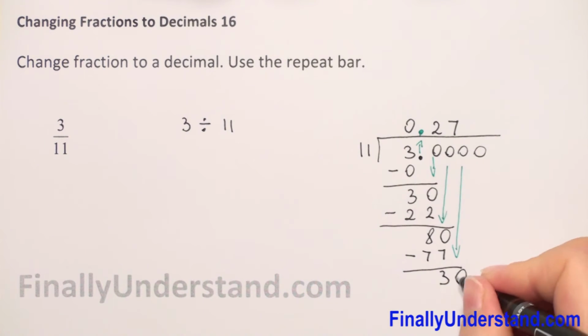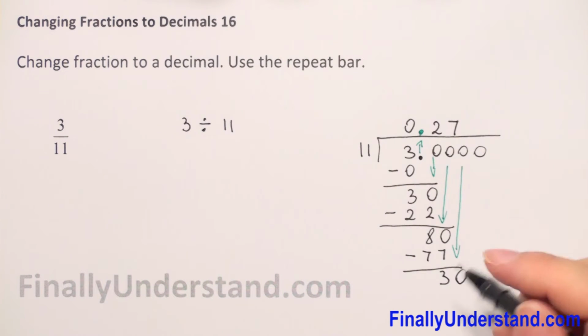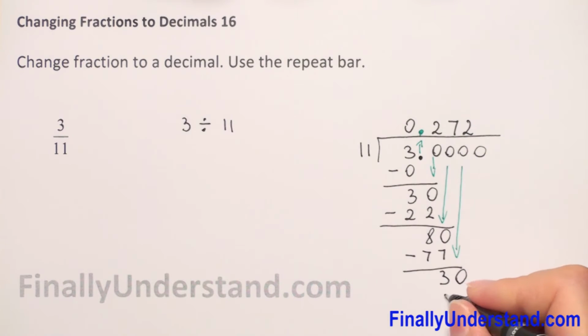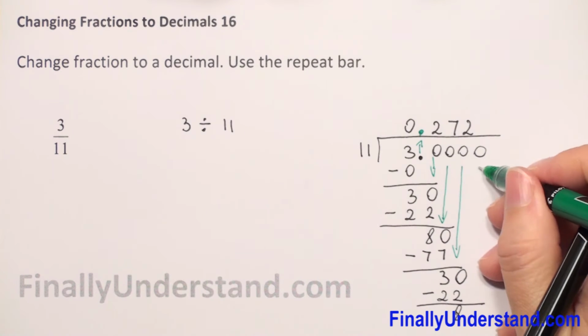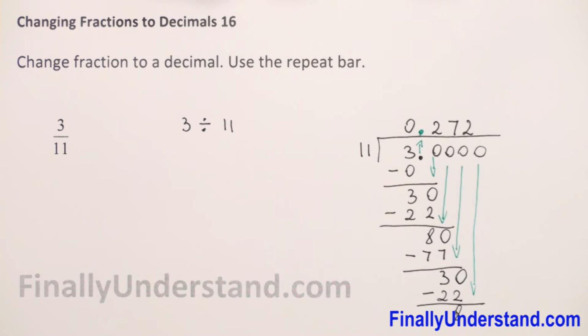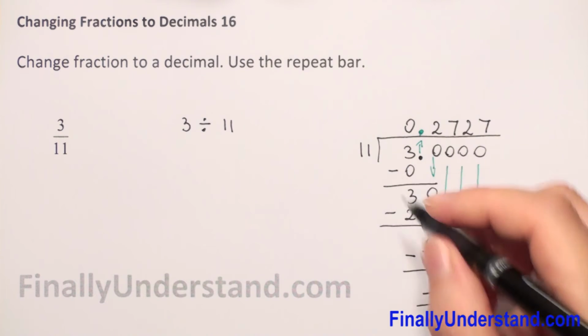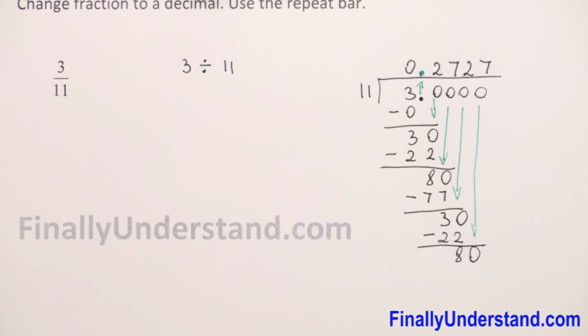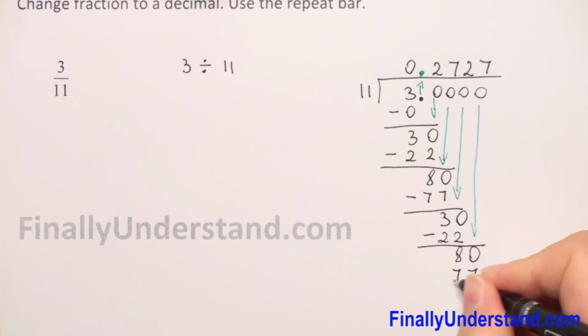So we have 30 divided by 11 is 2. 2 times 11 is 22. Subtraction. 30 minus 22 is 8. We take down the next 0. So it will be 80. 80 divided by 11 is 7. 7 times 11 is 77. Subtraction. So it will be 3.